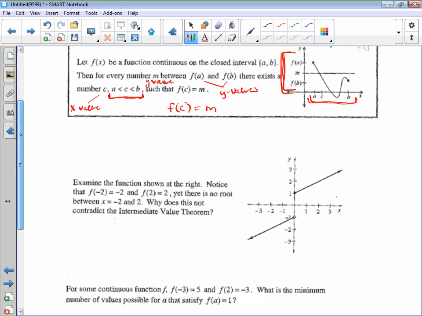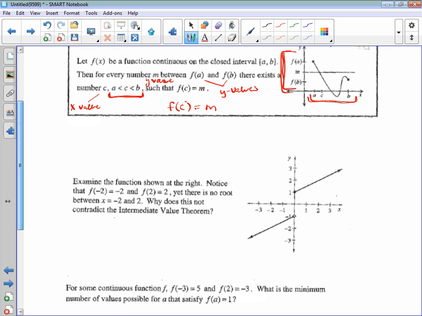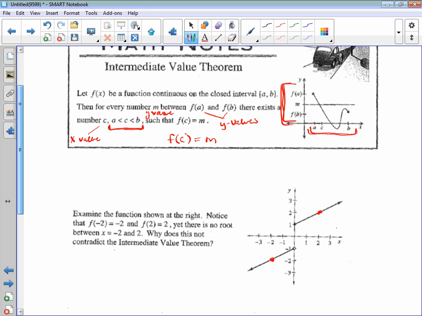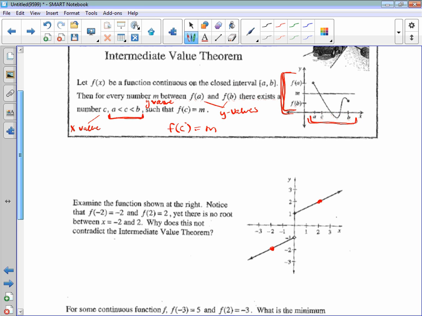Let's look at this graph first, and then I'll give you another one that I think will help a little bit. So if we look at the function here, f of -2 equals -2, right? We have that dot. And f of 2 equals 2. Yet, does the graph ever actually touch the x-axis? No. Okay. Why does this not contradict the intermediate value theorem? Well, what's the very first thing it says in the intermediate value theorem? What type of function do we have to have? Continuous. Is this guy continuous? No. So, it's not a continuous function.